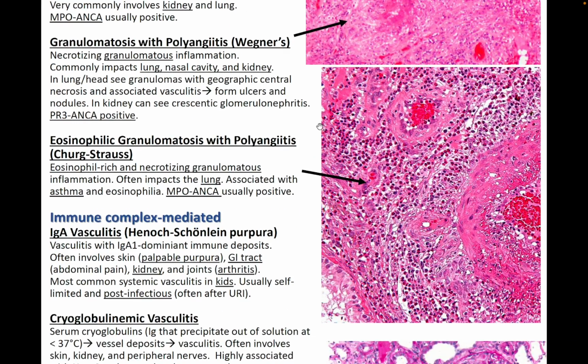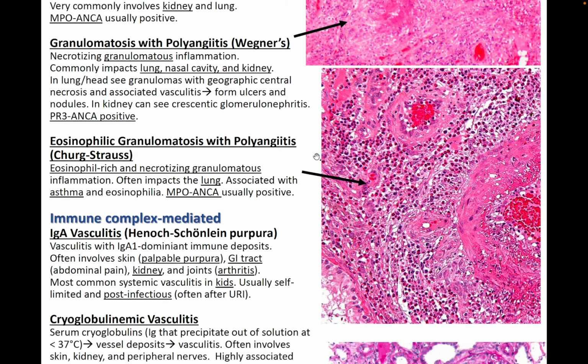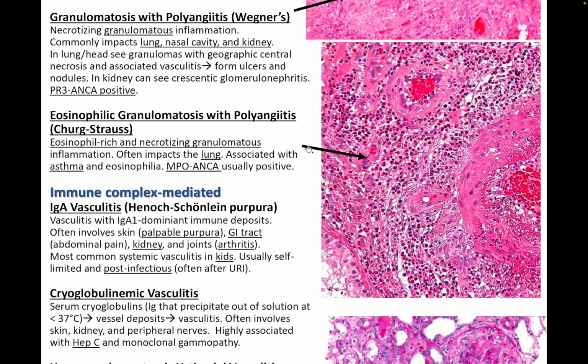Next up, we've got eosinophilic granulomatosis with polyangiitis, or Churg-Strauss. This is an eosinophil-rich and necrotizing granulomatous inflammation. As shown here in the image, you can see all these eosinophils, and it often impacts the lungs and is associated with asthma and eosinophilia, and it's going to be MPO ANCA positive typically.